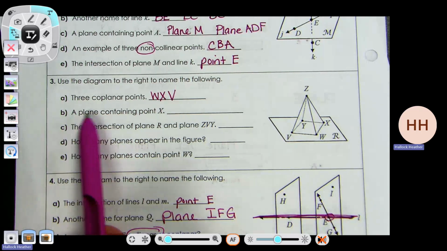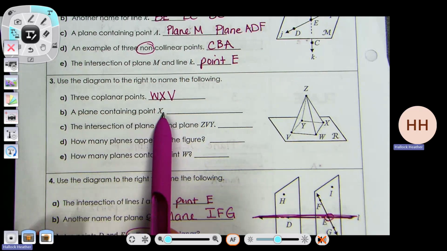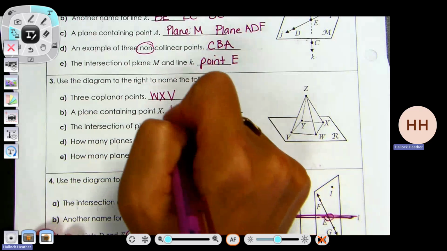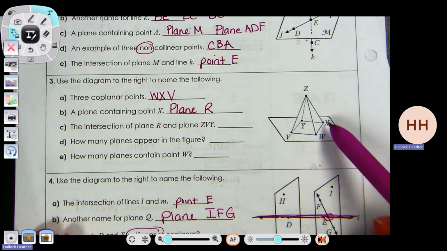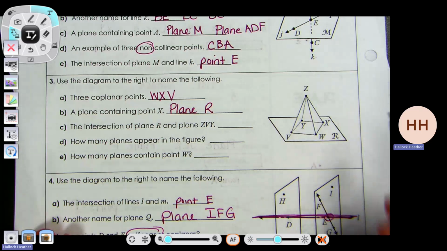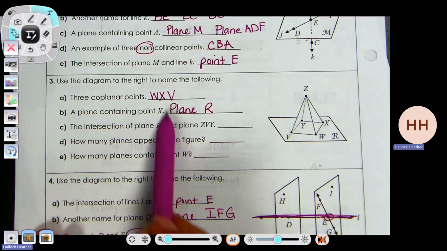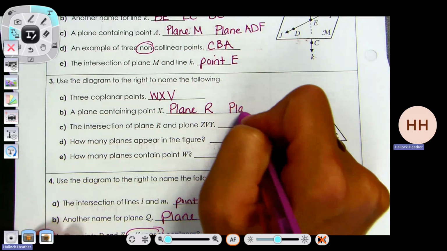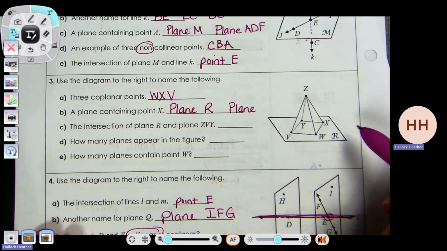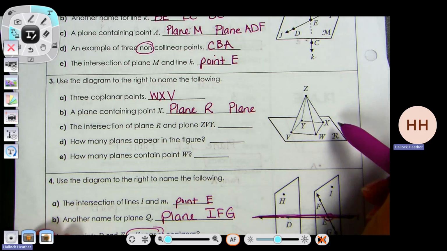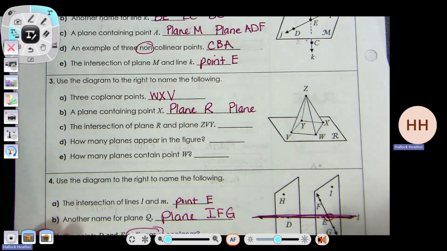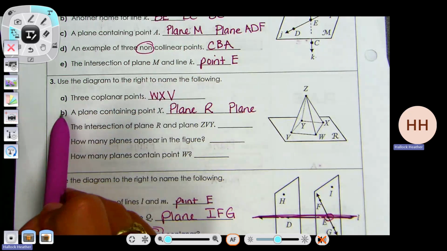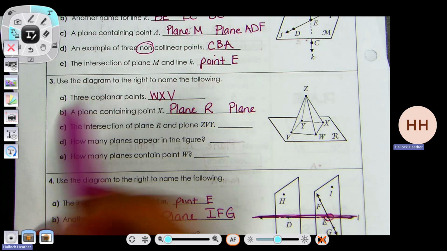A plane containing point X. Plane R. And you can say plane XWZ. Oh, not Z. Hold on, wait. Are you talking about the next one or this one? If you use 3 letters for point X, well, I guess probably nobody used 3 letters. Did anybody use 3 letters? Too much work? Okay, we'll just cross it out.